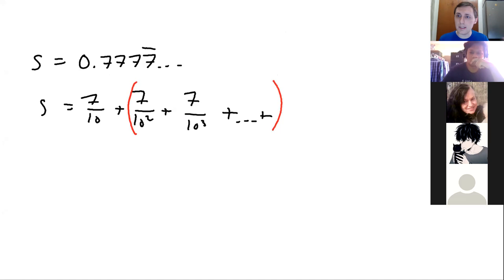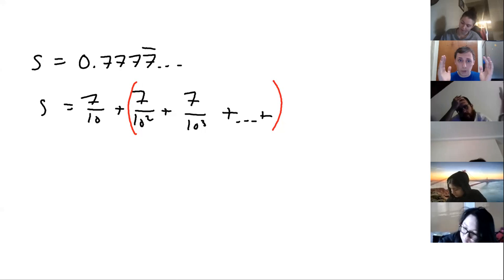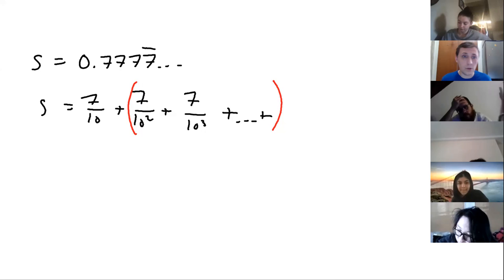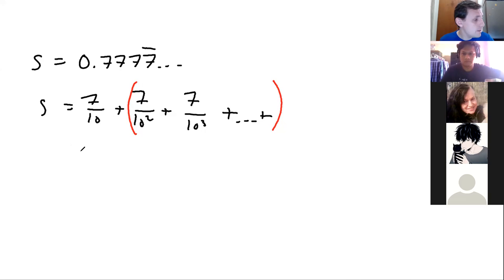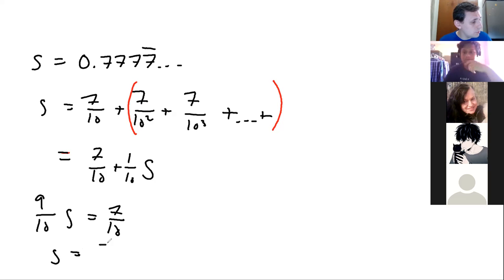So what I can do is, because I realized that the sum contains itself, I put parentheses after the first term. And here I factor 1/10. Do you see why I factor 1/10? It's not a prescription. It's just that if I factor 1/10, what remains in the parentheses is the original sum. That's my realization. So you get 7/10 plus 1/10 times S. So move it around and you have 9/10 S equals 7/10, from which S equals 7 divided by 9, as many of you have answered correctly.